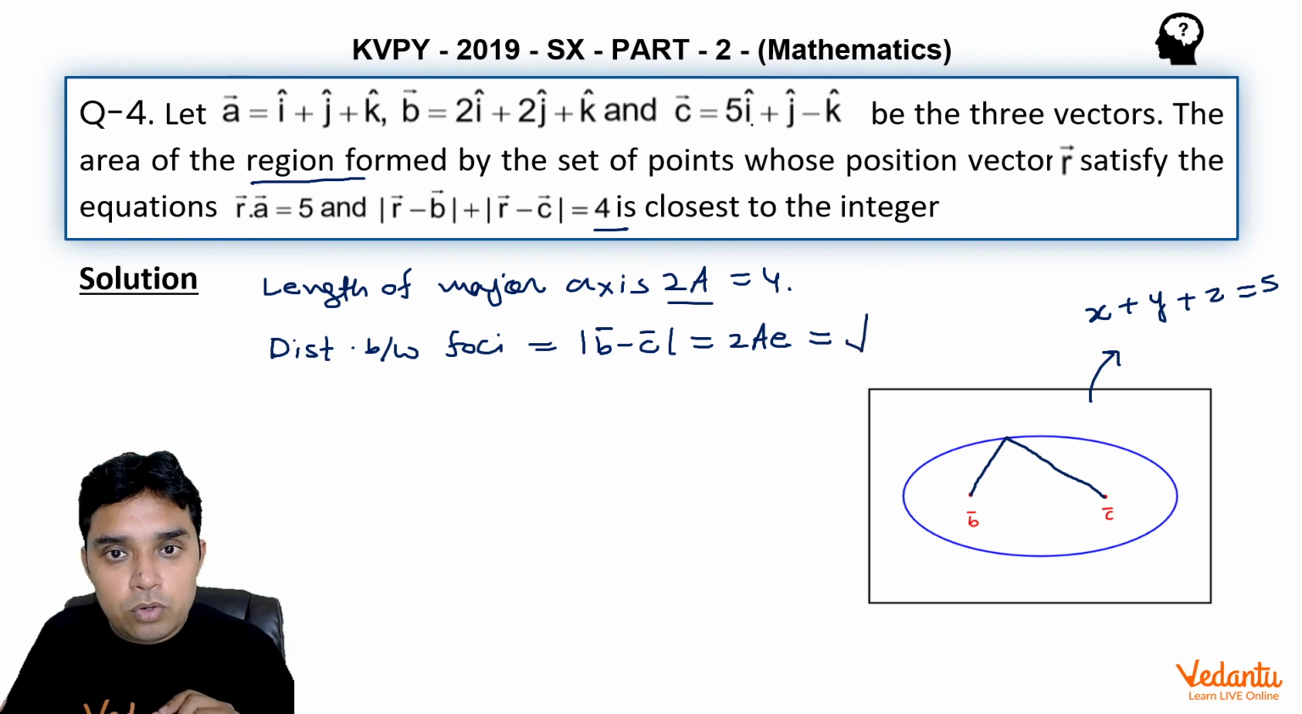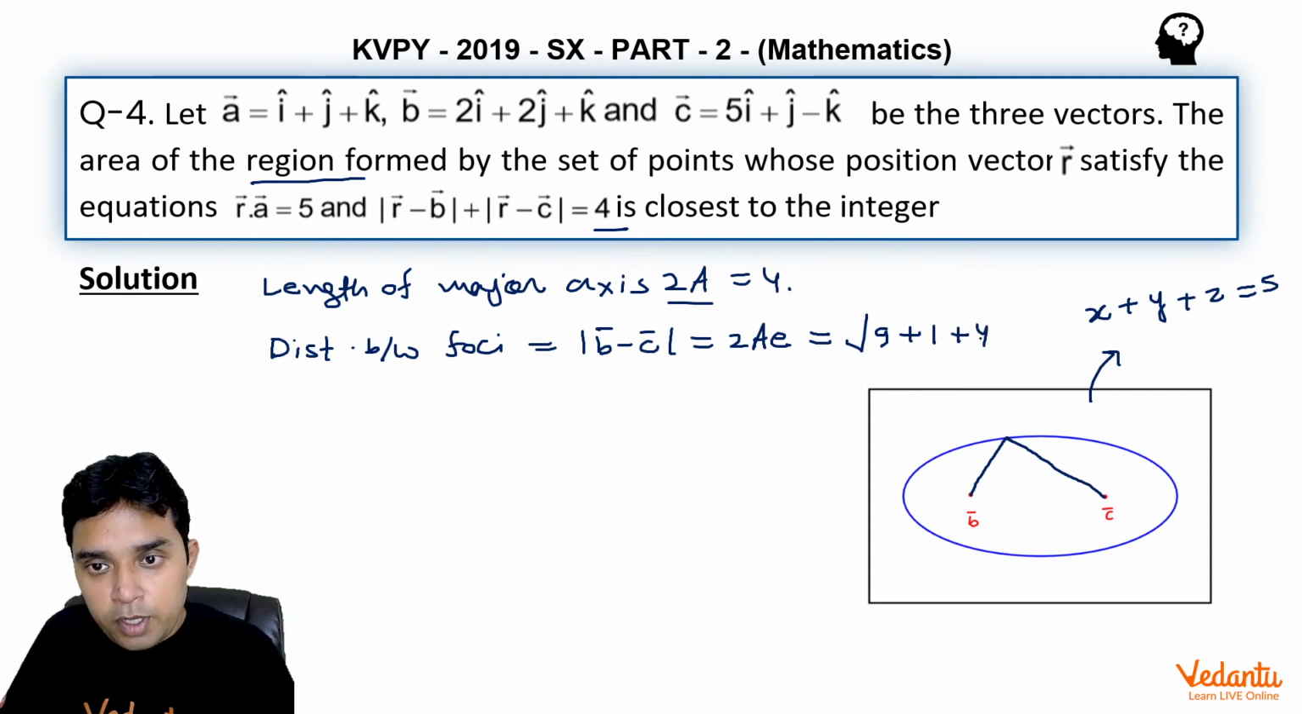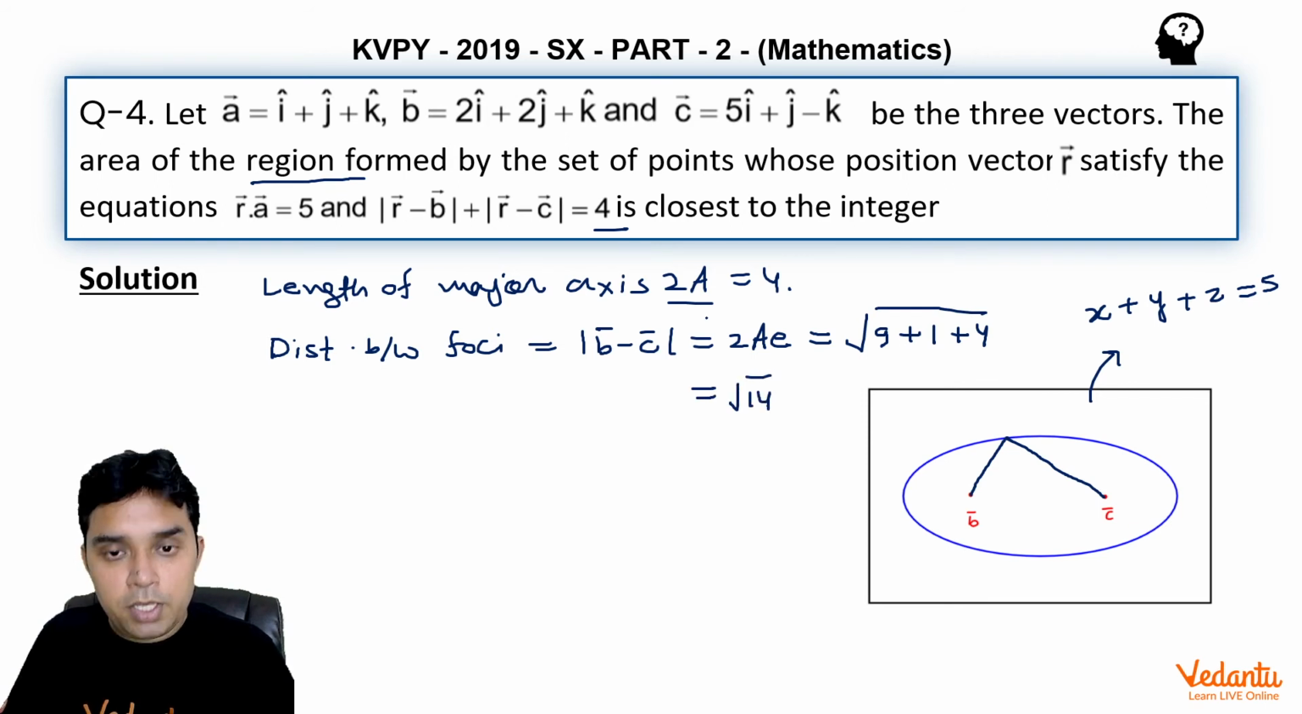And mod of B minus C will be the square root of 5 minus 2, 3 squared, 9, 2 minus 1, so 1 here, 1 minus minus 1, 2, so I think it will be 4 here, so this becomes root 14. Okay, so we have got major axis 2A as 4 and 2AE as root 14.